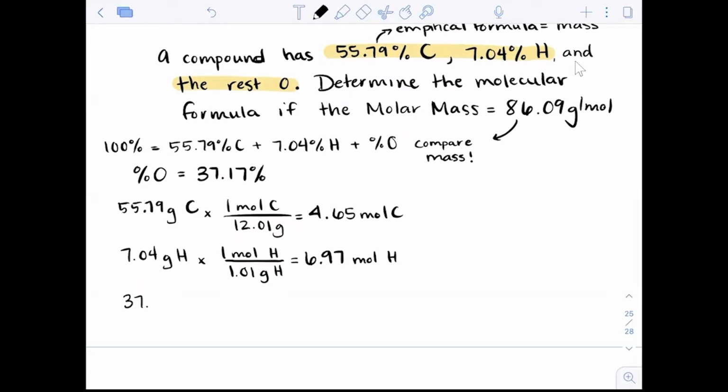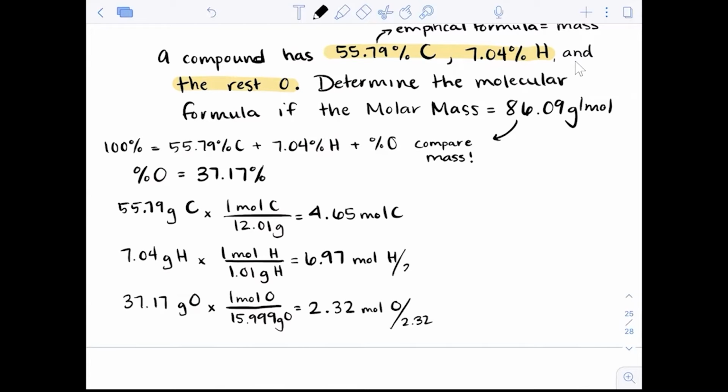And we'll take that last one, 37.17 grams of oxygen. 1 mole of oxygen over 15.999 grams. And we get 2.32. So when we look at this again, we divide by the smallest, 2.32, to try and normalize. And we see C2H3O1. That is the empirical formula.